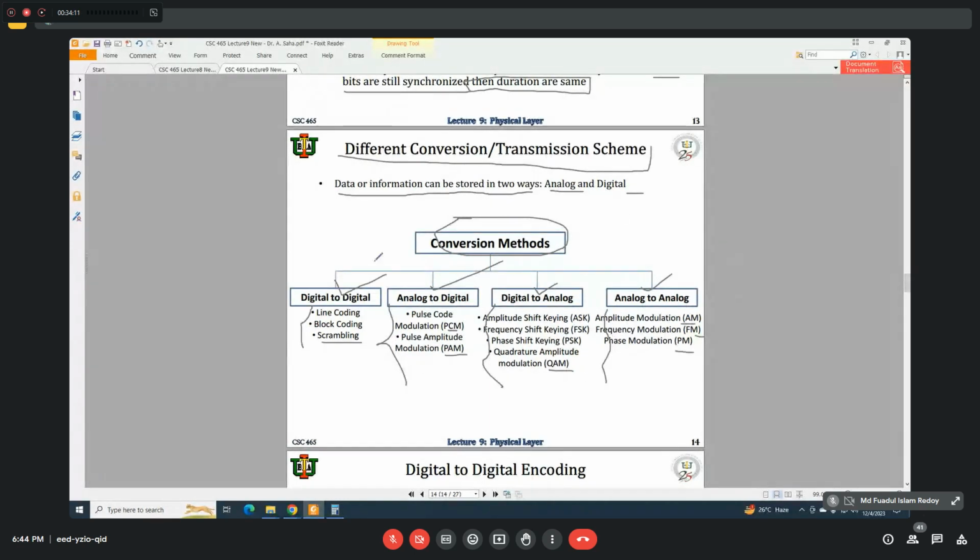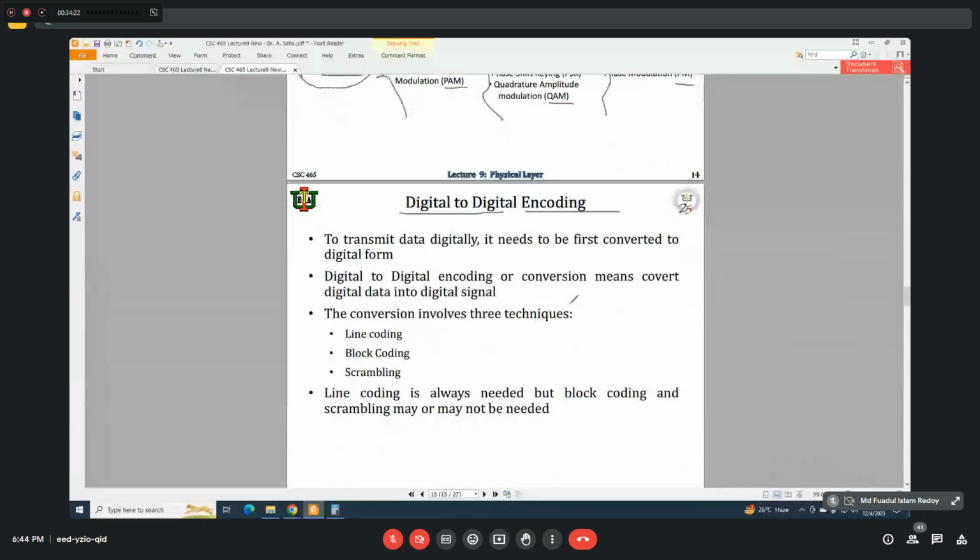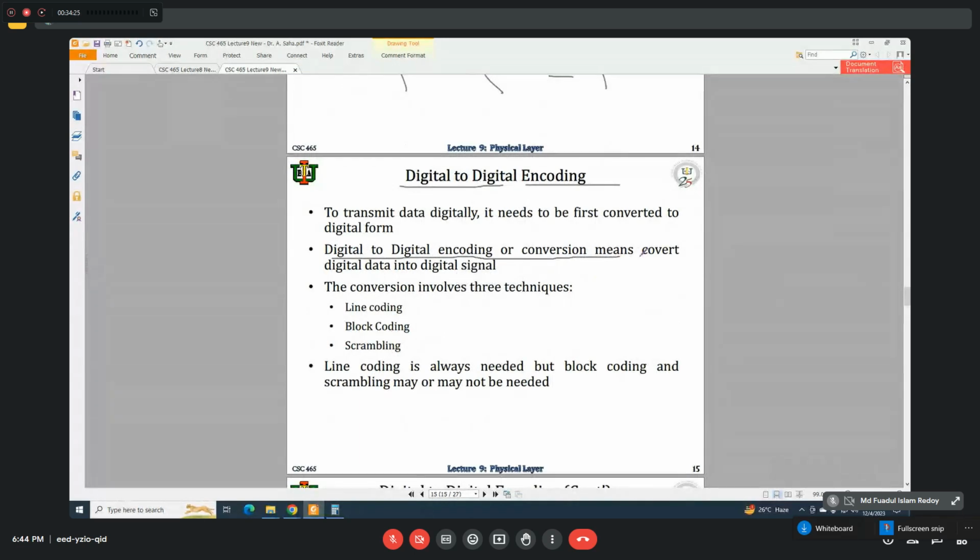Out of all these conversion methods, we are going to study only digital to digital conversion. So what is digital to digital encoding? Digital to digital encoding or conversion means converting the digital data into digital signals. When you are sending something, your digital data needs to be converted to a digital signal, like the 0 1 peaks. Then when it is received at the receiver, the signal needs to be converted back to data. This is known as digital to digital encoding, or digital to digital conversion.